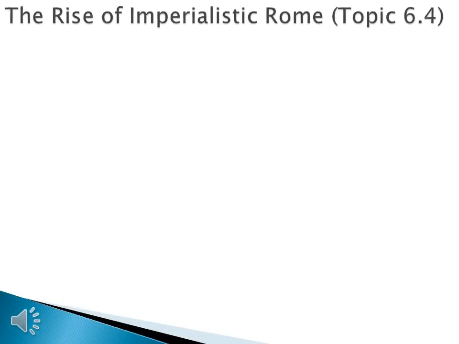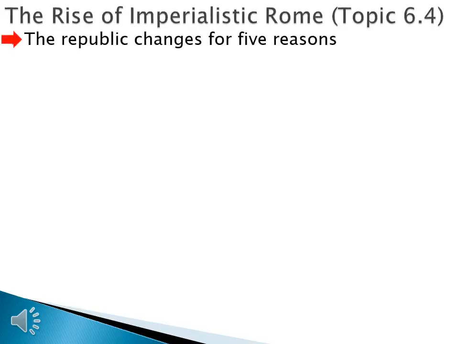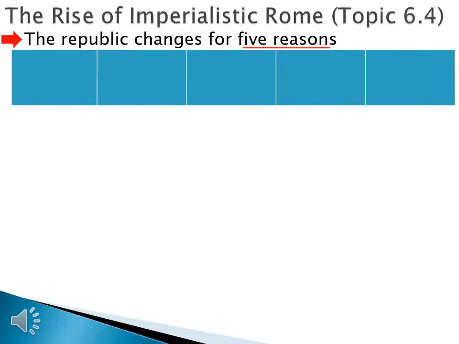Once the macho guys win the Punic Wars, it's time for the rise of imperialistic Rome, topic 6.4, and we learn that the Republic changes for 5 reasons. Landowners got rich, while farmers went into debt, just like in Greece.